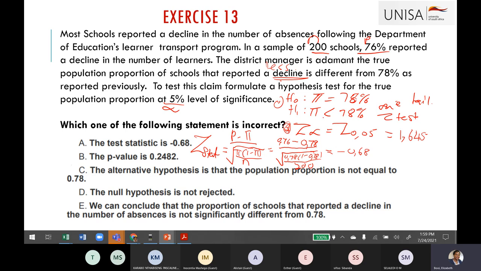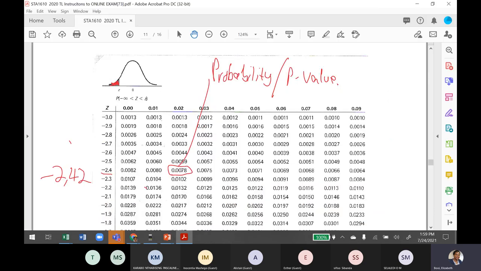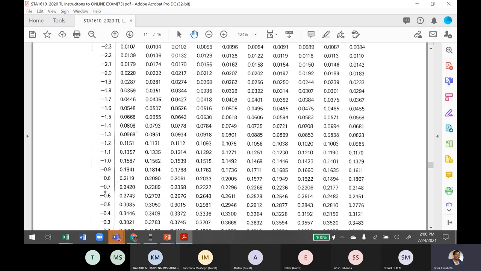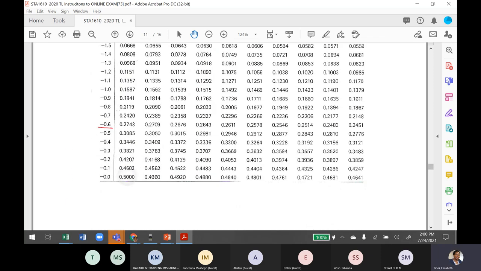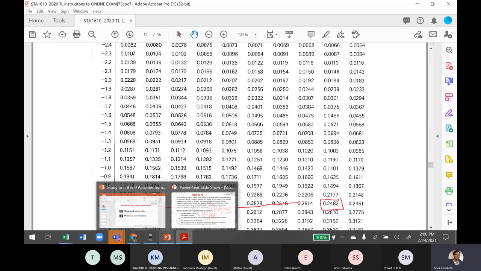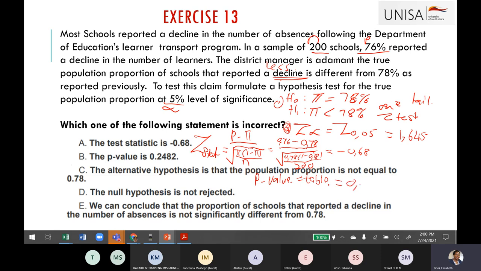Since our alternative hypothesis says it's less than, and we're using a negative, we find the p-value. So my p-value will be the table value. Coming to the negative side, we find negative 0.68, and 8 is the second last column, which is 0.2483.